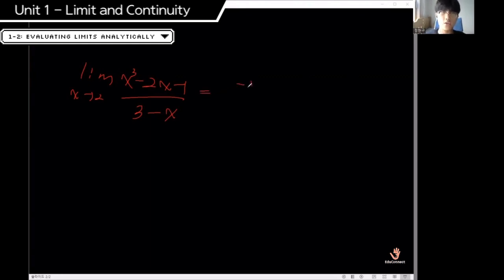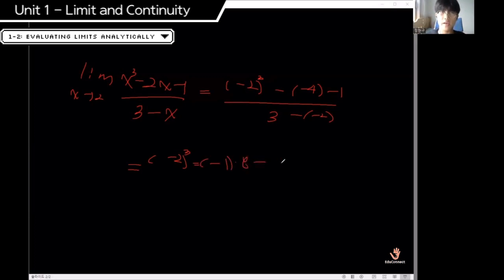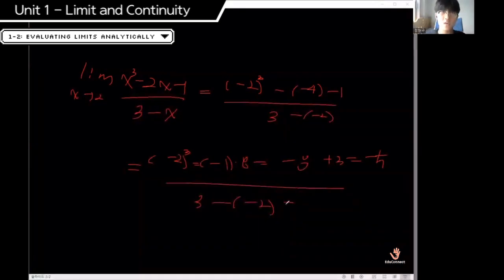So we get minus 2 to the third power minus negative 4 minus 1, all over 3 minus negative 2. So let's simplify the numerator. We get minus 2 to the third power, which is minus 1 times 8. We get minus 8. And 4 plus minus 1 is 3. So we get minus 5. Now, in the denominator, we have 3 minus negative 2. So we end up with 5.